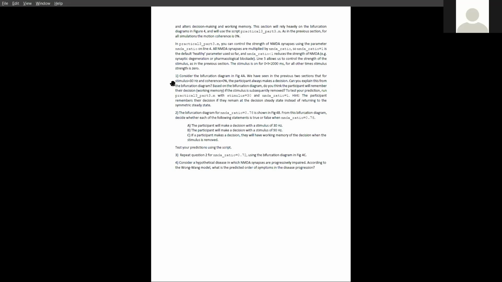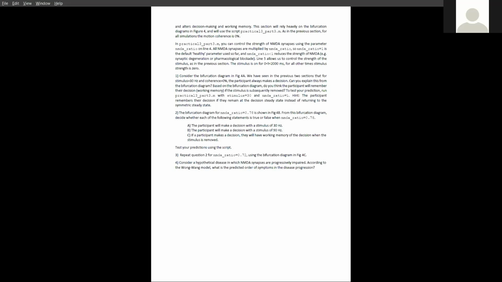So question 1 asks us to consider the bifurcation diagram in figure 4a and to explain from this bifurcation diagram why the stimulus of 30 Hertz always gave rise to a decision. And then it also said, based on the bifurcation diagram, do you think the participant will remember their decision? Do they have working memory of their decision? And then finally, we can test our prediction with practical 3, part 3.